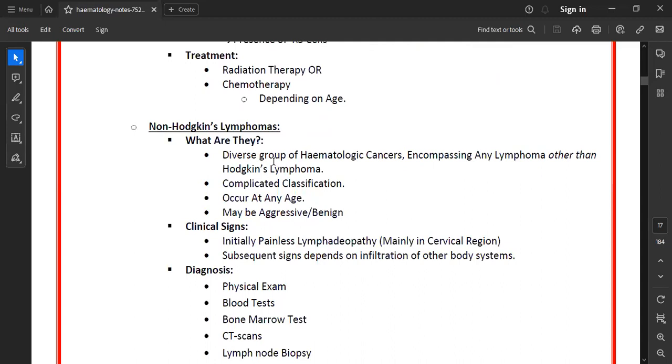Then the other type is the non-Hodgkin lymphomas. This one is a diverse group of hematologic cancers encompassing any lymphoma other than Hodgkin's lymphoma. So if there are no Reed-Sternberg cells, it falls under non-Hodgkin's.